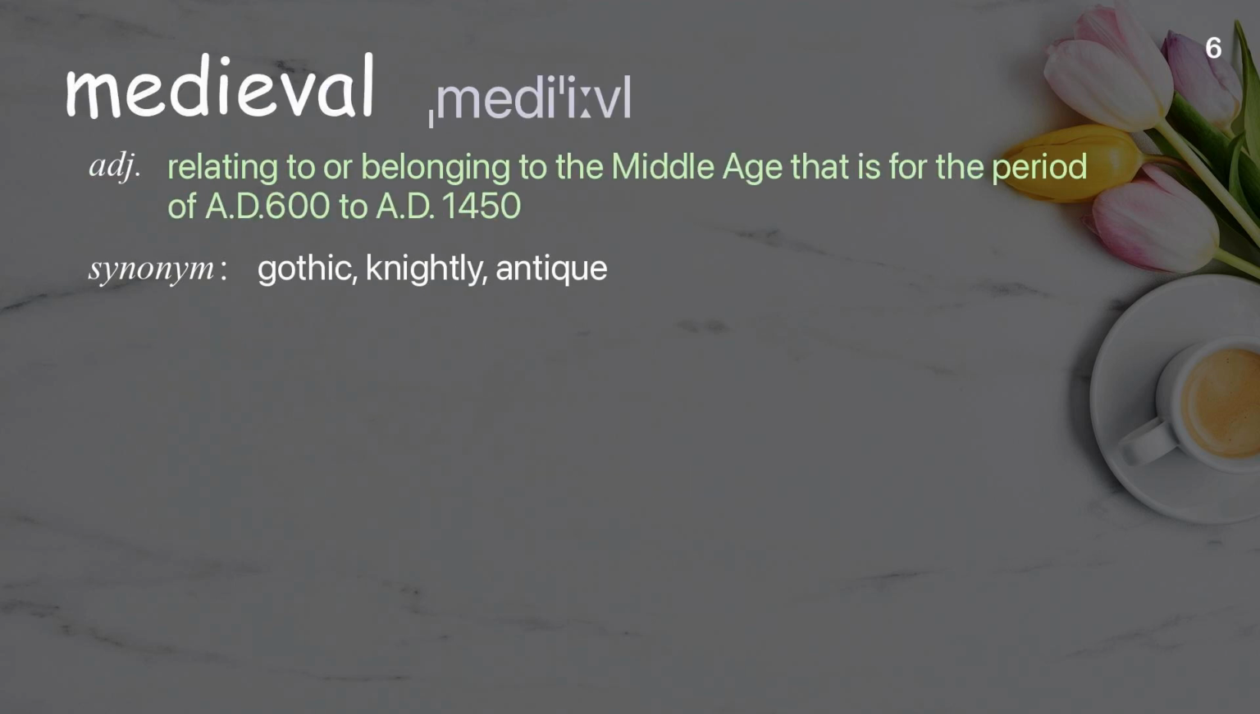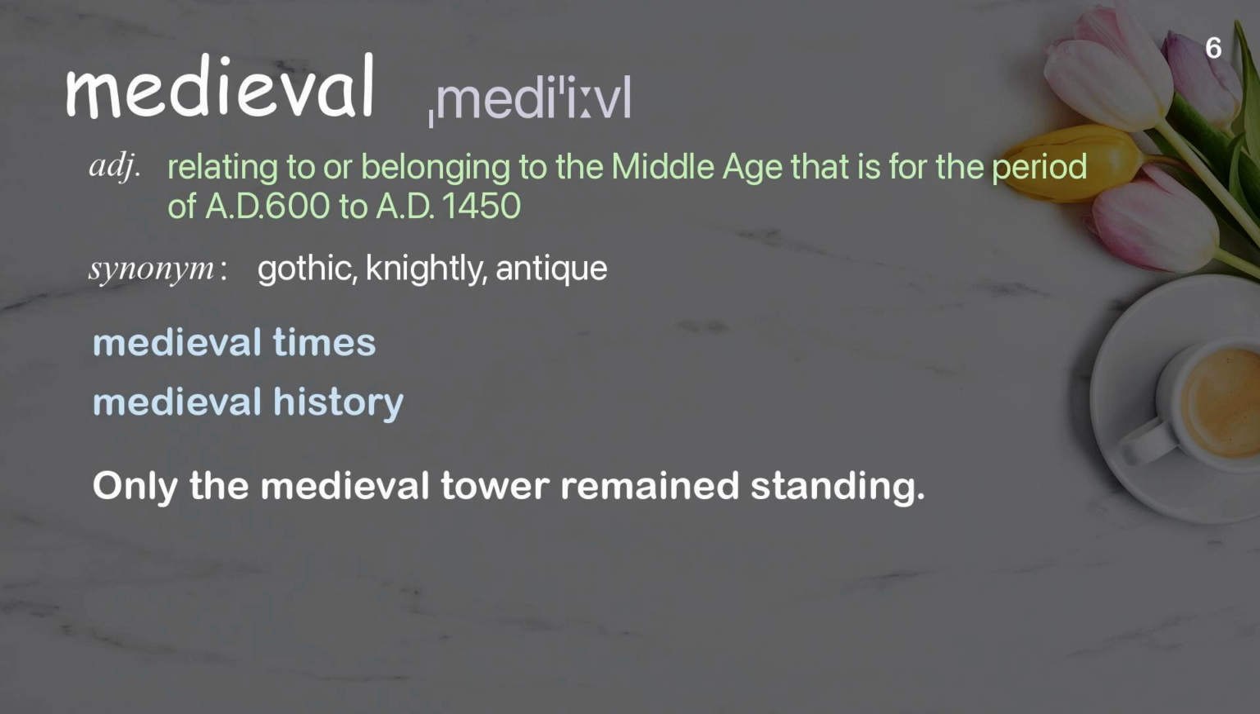Medieval. Relating to or belonging to the Middle Ages, that is, the period of AD 600 to AD 1450. Examples: Medieval times. Medieval history. Only the medieval tower remained standing.